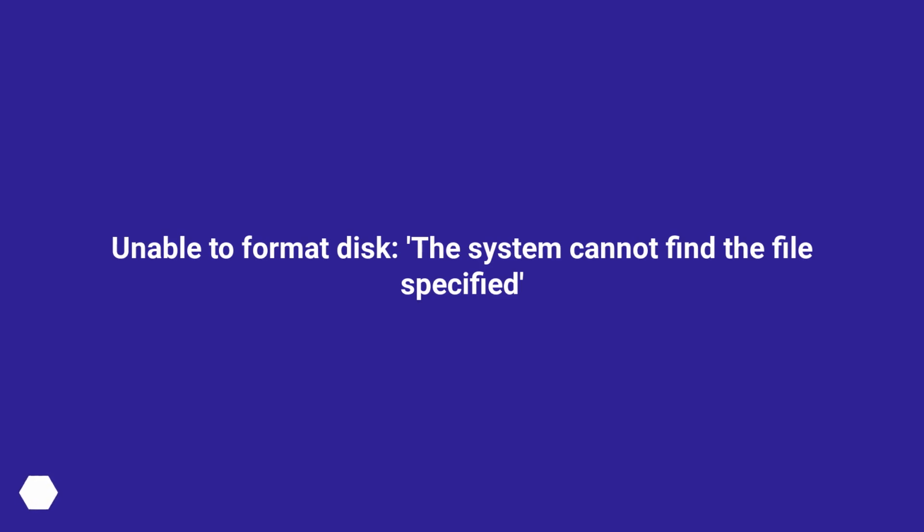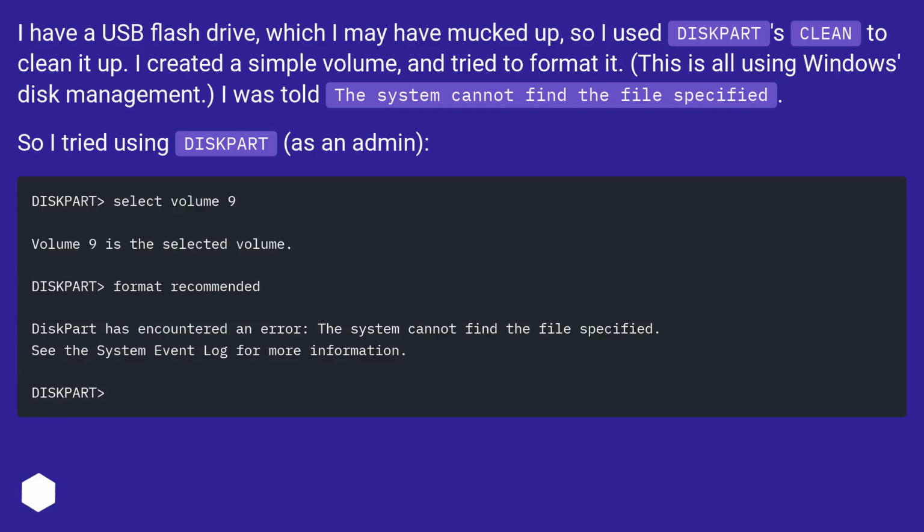Unable to format disk. The system cannot find the file specified. I have a USB flash drive, which I may have mucked up, so I used diskpart's clean to clean it up. I created a simple volume, and tried to format it. This is all using Windows Disk Management. I was told, the system cannot find the file specified.